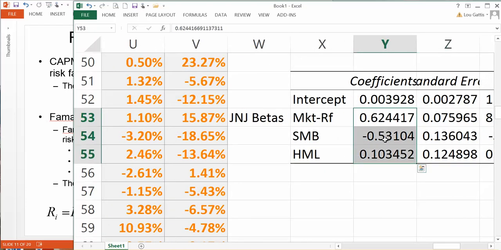Notice J&J is also not small. It's got a negative beta related to size, but it does have a positive beta related to book to market, so they're at least correlated with the returns of low book to market or high book to market stocks.